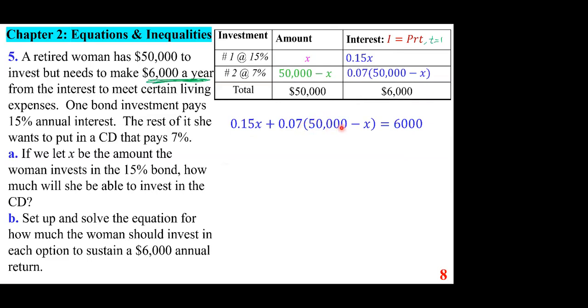I hope you remember how to multiply decimals and powers of ten. Just 7 times 5 is 35. This one has 4 zeros. This has 2 decimals. 1 decimal cancels out 1 zero. So we have 2 decimals and 4 zeros. Since we have more zeros, 4 minus 2, we have 2 more zeros. So 35, and we put 2 zeros. And of course, minus 0.07x.